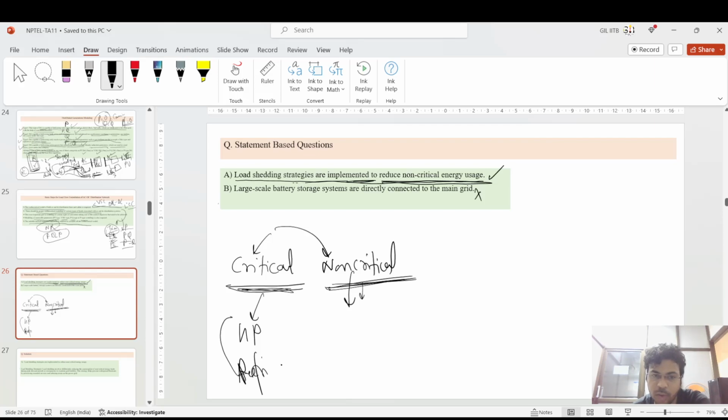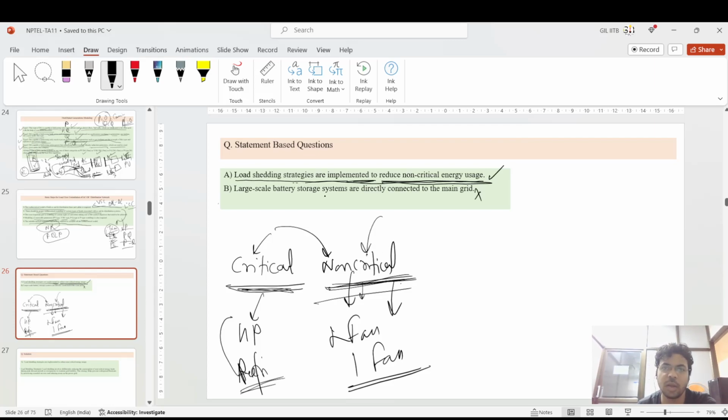Because if you are operating the refrigerator at that particular time, these are high power consuming and critical loads. So what you do is reduce the power in the non-critical stages. Suppose two fans are there, you can switch off one fan and save that energy, but you cannot switch off the refrigerator because it is a must at that particular time. So you should do load shedding in the non-critical energy system. And if you read the second statement, it says that large scale battery storage systems are directly connected to the main grid.